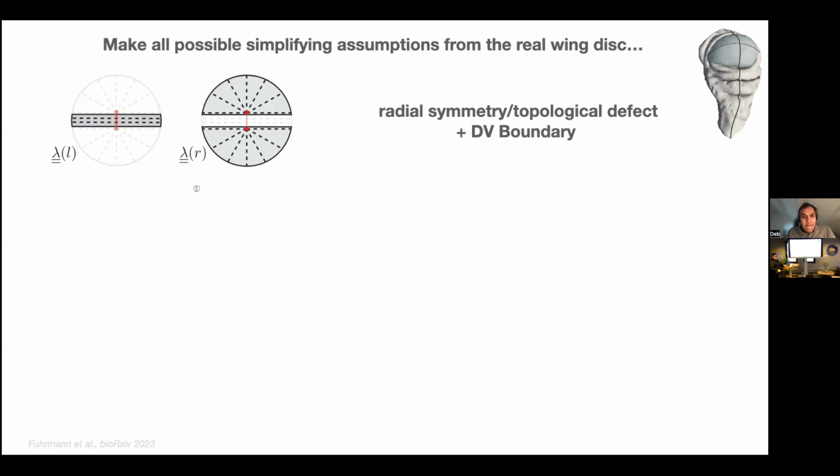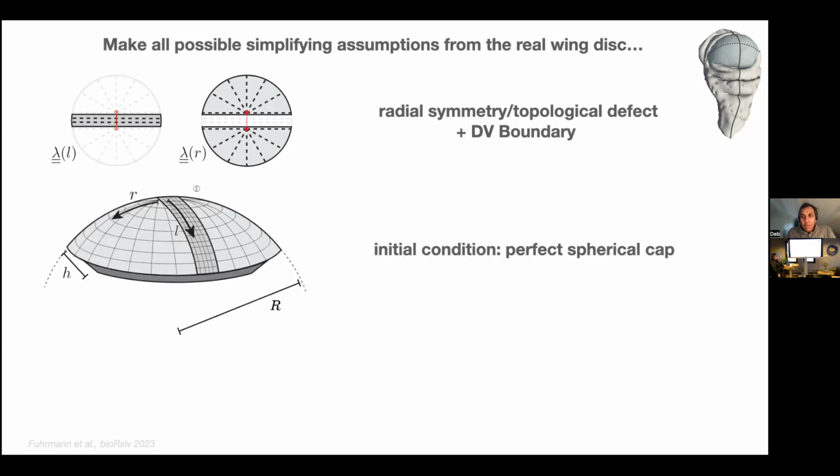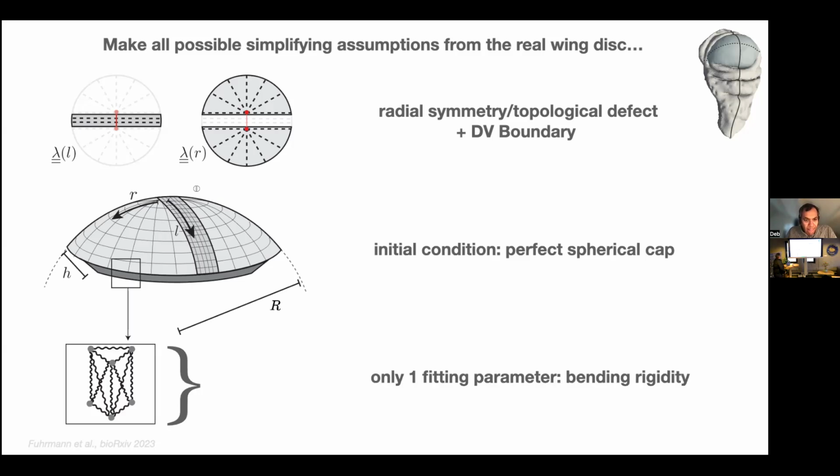And so we assume that symmetry is exact. We assume that the initial condition is a perfect spherical cap, right? The real initial condition is not perfectly spherical, of course. It has some variance, and it's a little bit longer one way than the other way, and there's a little bit of bumpiness. But we assume that away, and we have a perfect spherical cap.